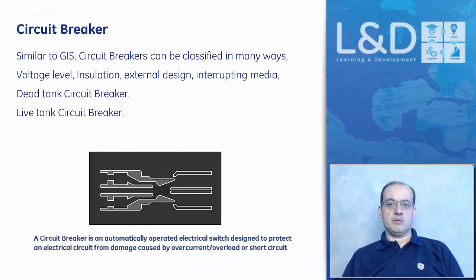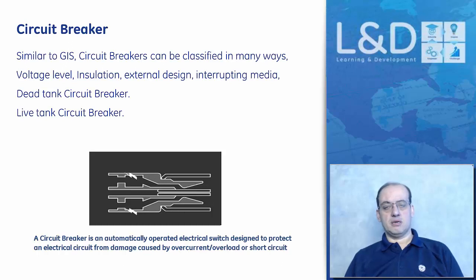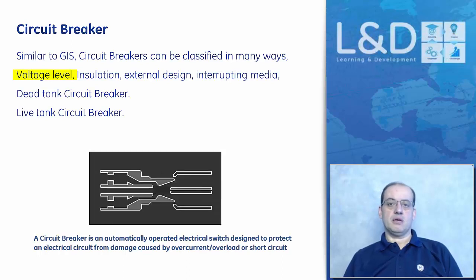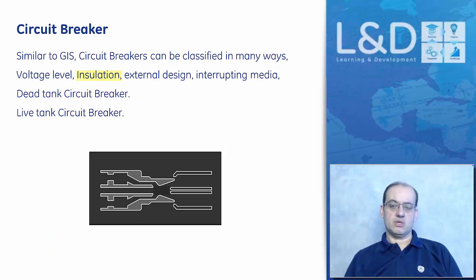A circuit breaker has the ability to be operated under huge current safely to connect and disconnect parts of the power system. Circuit breakers can be classified based on many criteria. For example, they can be classified based on voltage level, so you can have low, medium, high, extra high, or ultra high voltage level circuit breakers. They can also be classified based on insulation, so external or internal, indoor or outdoor.